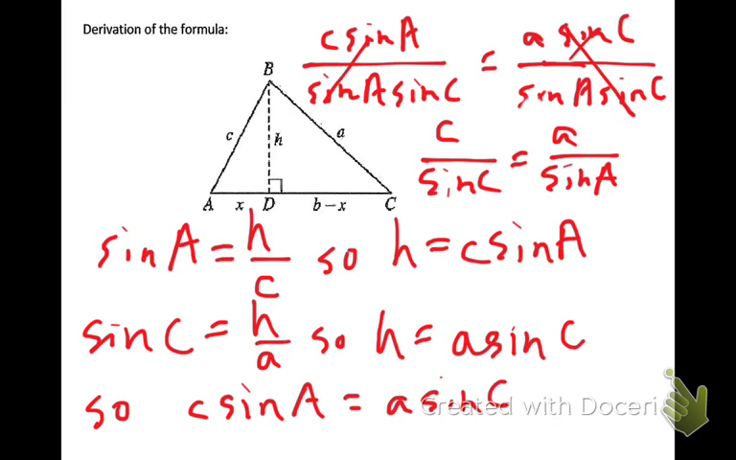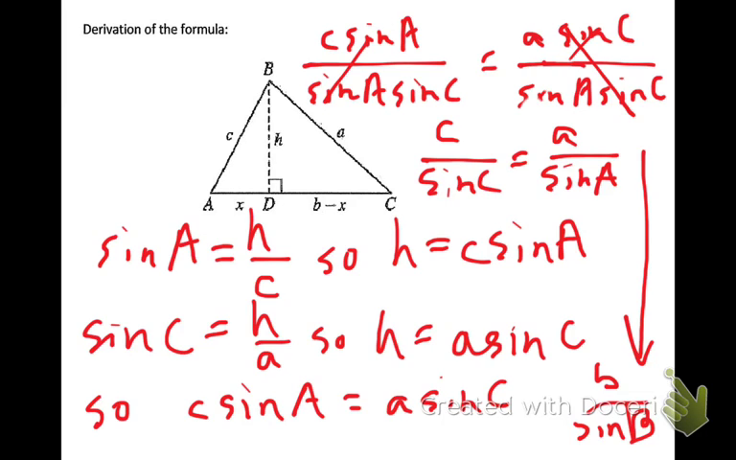And you could do the same thing with b. Similarly, also we can add to that, if we did the same type of calculation, we would have b over sine B. So that's the derivation of the law of sines.